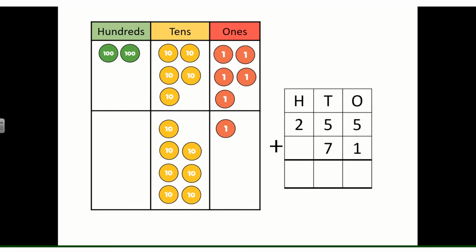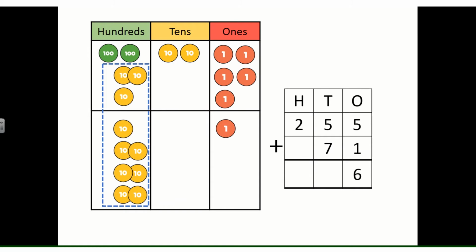Then we'd be able to move on to looking at something similar. This time the exchange takes place in the tens column. So I've got 5 ones and 1. That gives me 6 ones. There's no exchange needed. But when I look at the tens column, I can see I have too many tens for the tens column. So I can exchange 10 of those tens for 100.